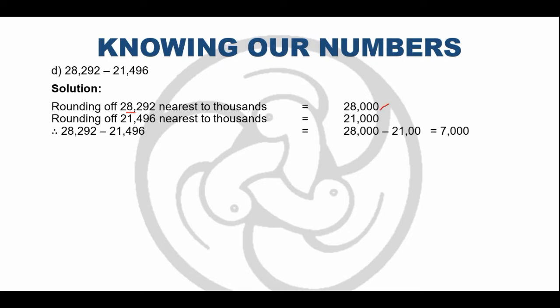Next, the 1000 position is 1. So you have to look at the right side number, that is 4. It is less than 5. That means you have to write the number as it is. So it will become 21,000. So 28,292 minus 21,496 becomes 28,000 minus 21,000. So it is 7,000. Okay.